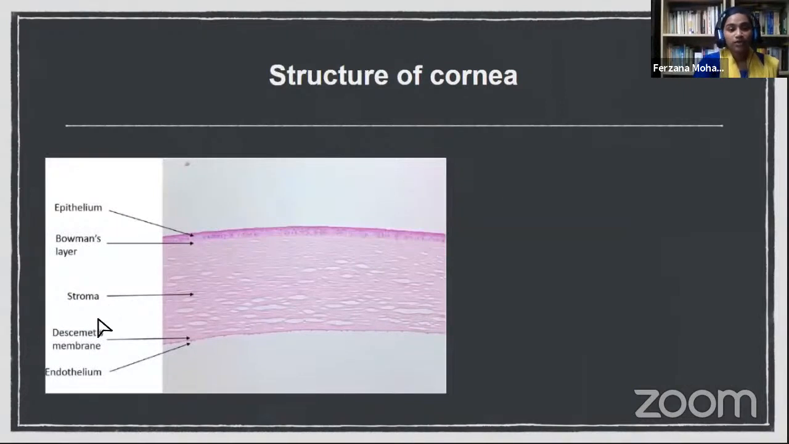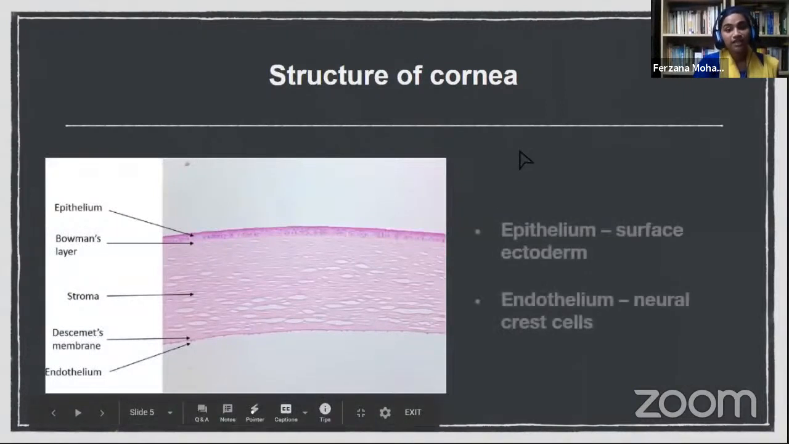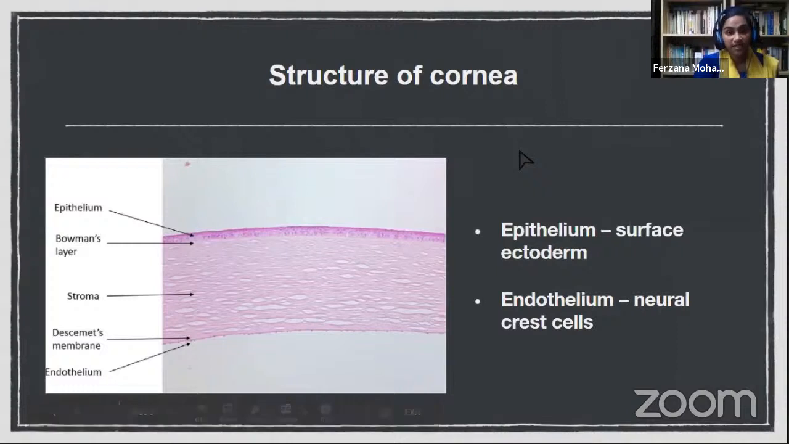I'm sure all of you know the layers of the cornea. Embryologically, the epithelium is derived from the surface ectoderm, from where the skin and hair and nails are also derived. So just like them, it can regenerate. Whereas the endothelium, which is from the neural crest cells, once lost is lost forever.